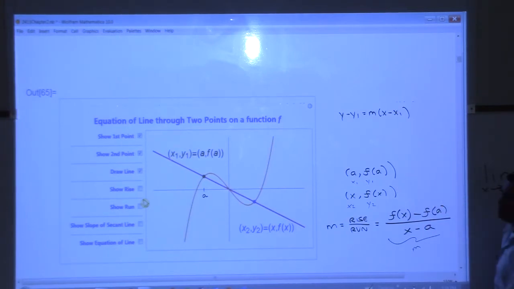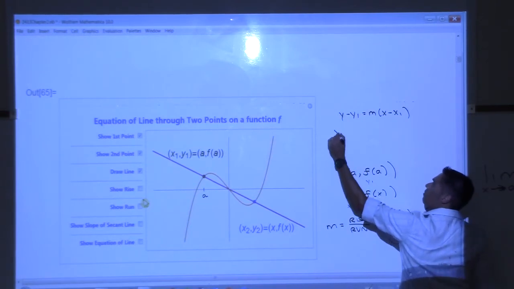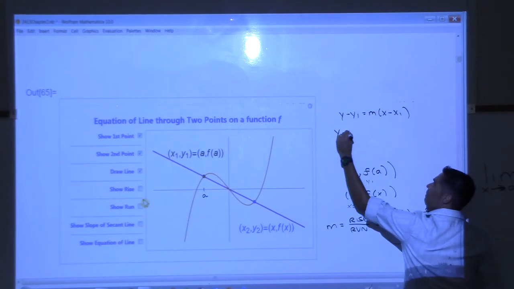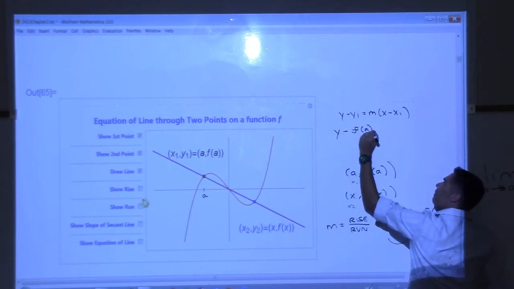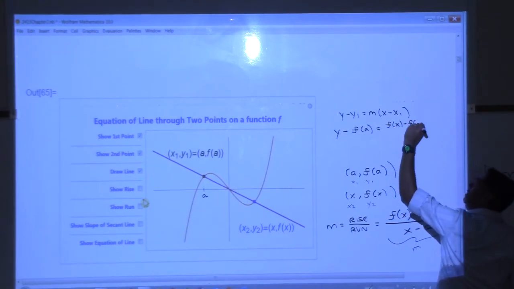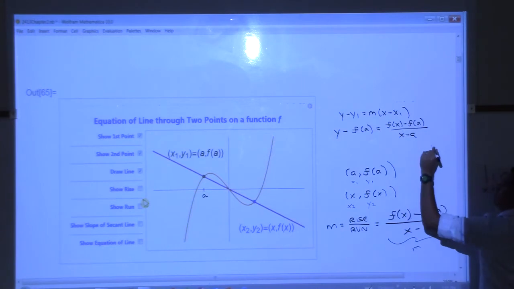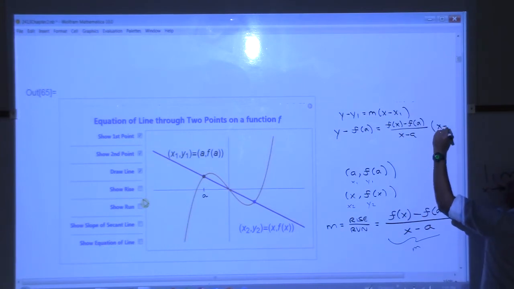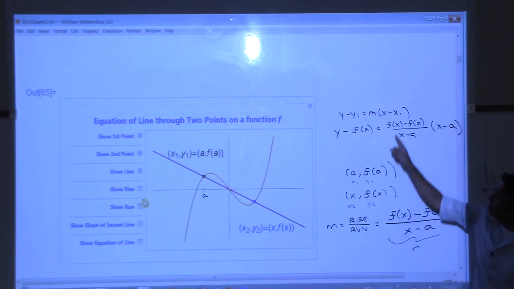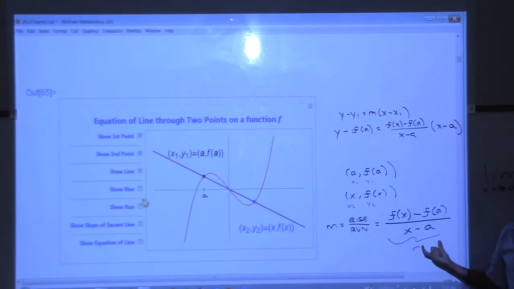So what would this formula become? It would become y minus f of a equals f of x minus f of a over x minus a, that's m, times x minus x1, which is a. Yeah. There it is. So x1, y1, x2, y2, plug into that formula, and then use this for your slope.